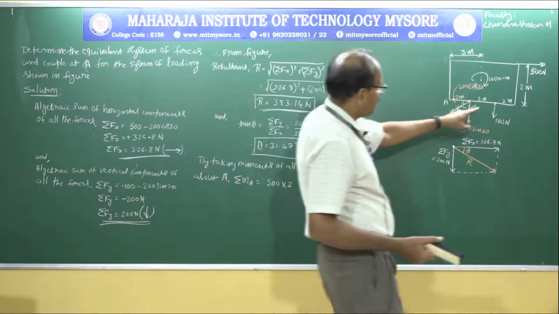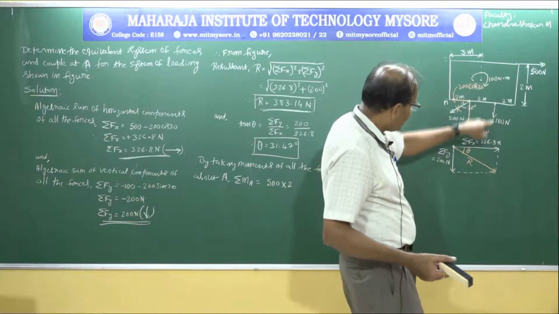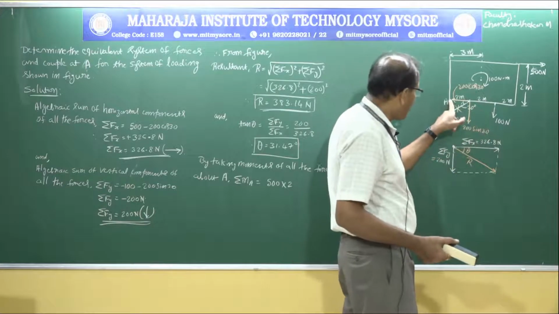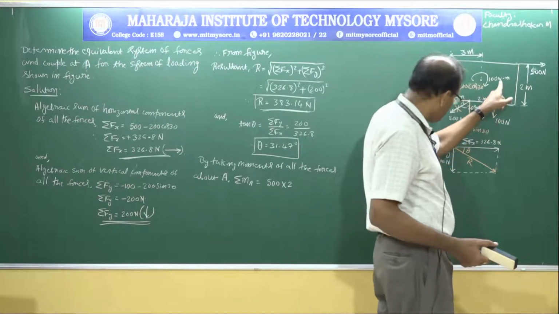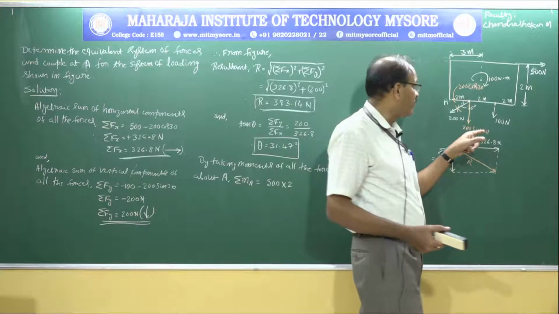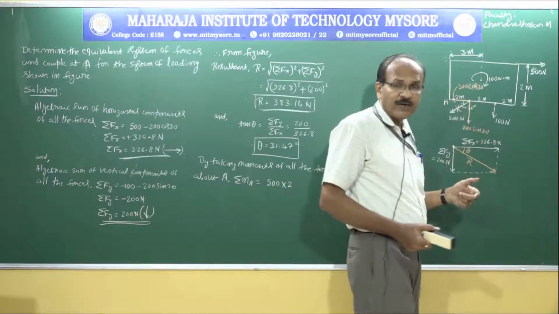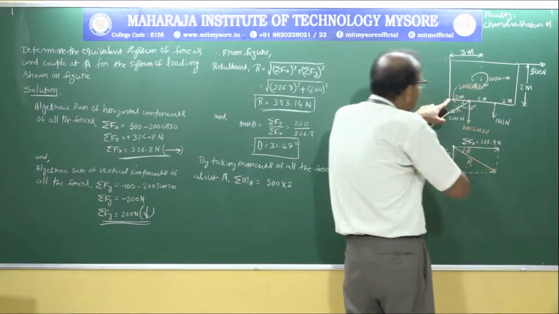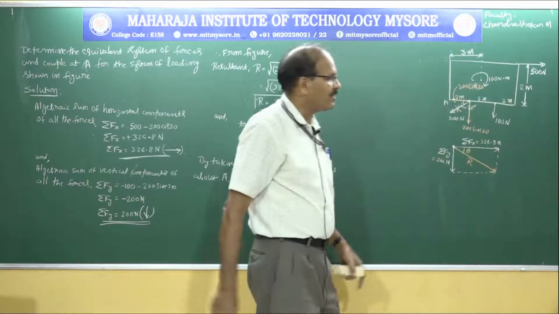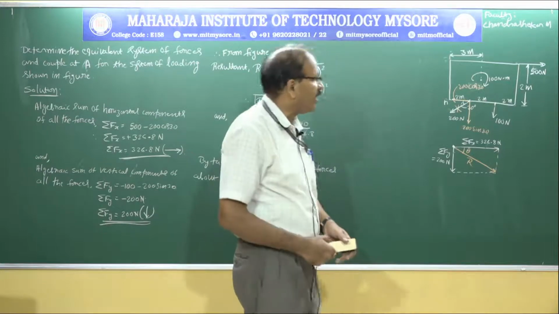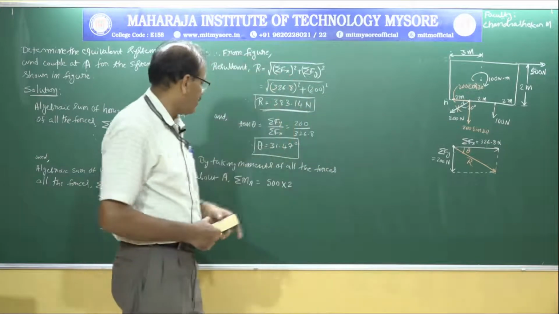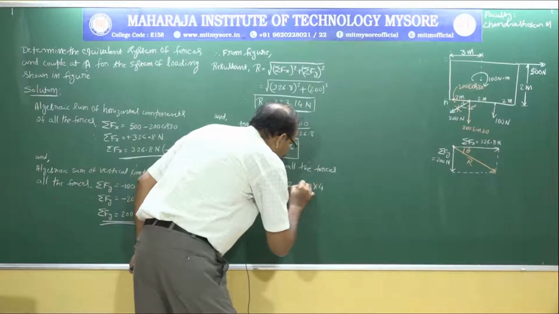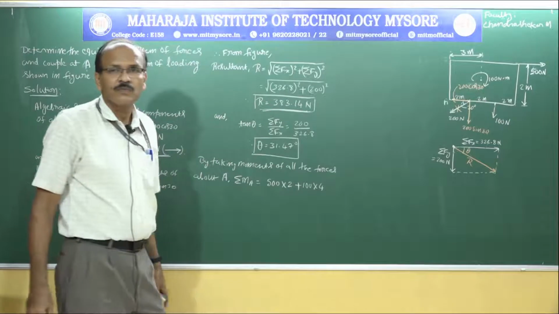Next, coming to this. This is the line of action of the force for 100 Newton. And from A, if you draw a perpendicular line to this line, that is the line of action of the force, this becomes a perpendicular distance. And about A, this force makes a clockwise moment. So as per our sign convention, it is positive. So 100 multiplied by 4 with plus sign. Okay?